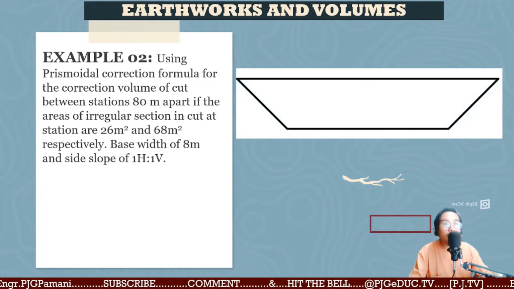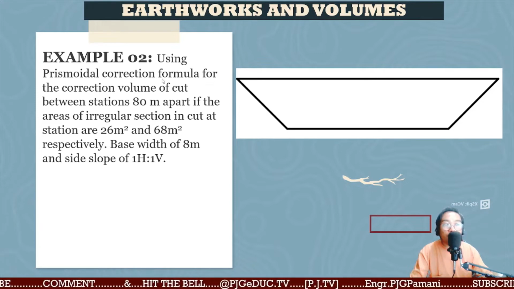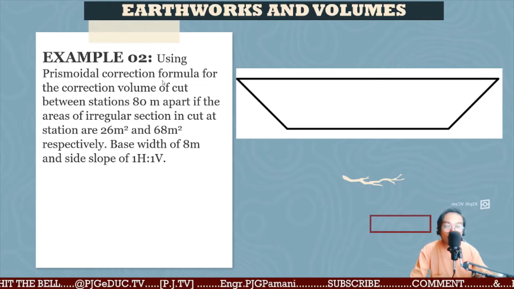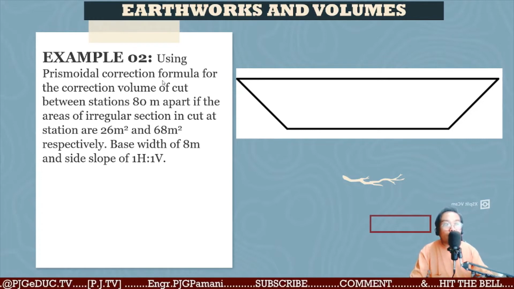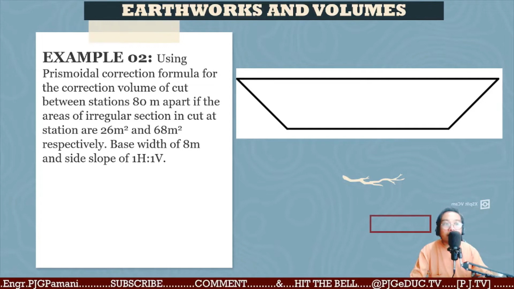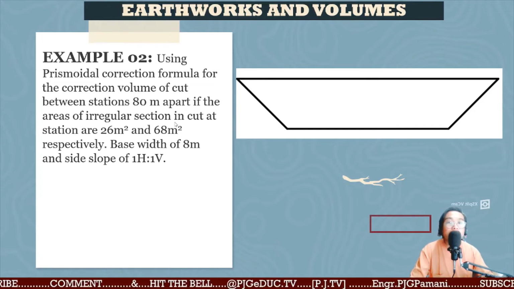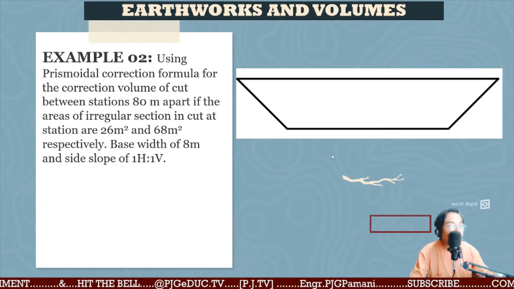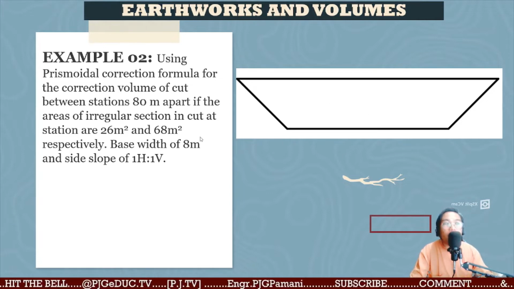For example number 2, using the prismoidal correction formula, find the correction volume of cut between stations 80 meters apart if the areas of irregular section is cut at a station. So when we say cut, what do we do? Excavation. So cut means we will dig this kind of section.